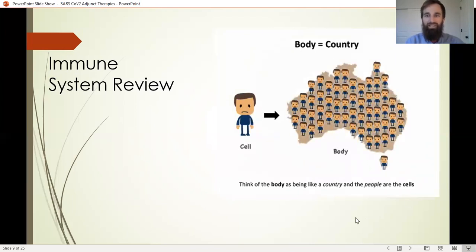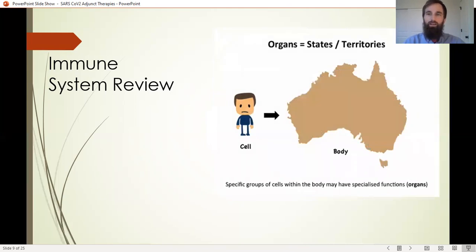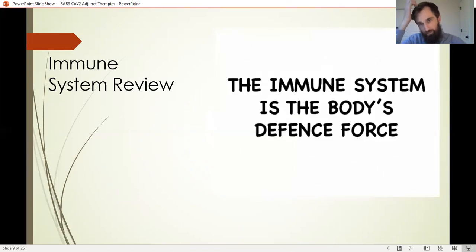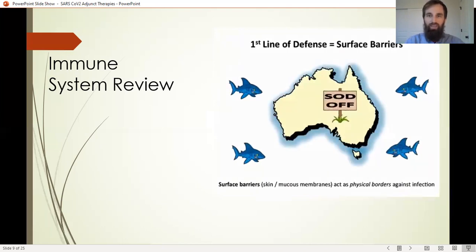So think of the body like being a country, and the people in the country are the cells in the body. So the organs of your body can be thought of as different states or territories: pancreas, your gut, liver, lungs, brain, heart. The immune system is the body's defense force. The first line of defense would be the mucosal membranes. This is what we talked about. That would kind of be like the surface barriers that decrease your exposure load. That keeps the exposure out.